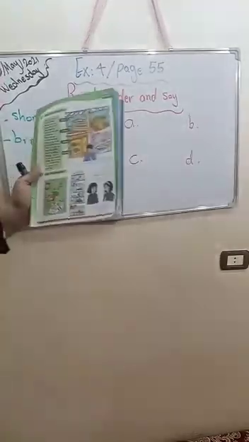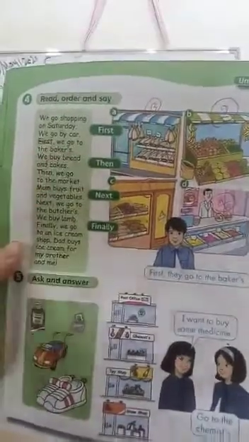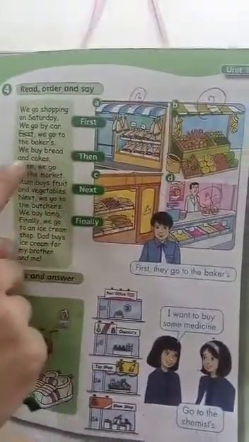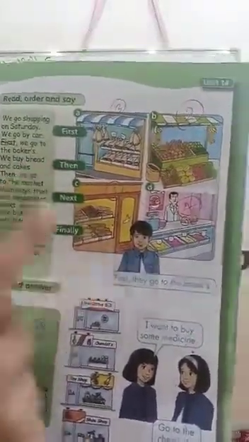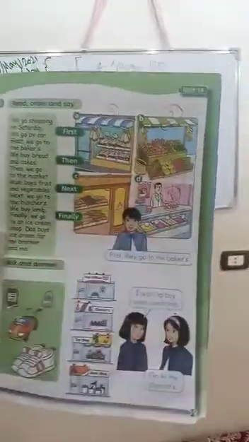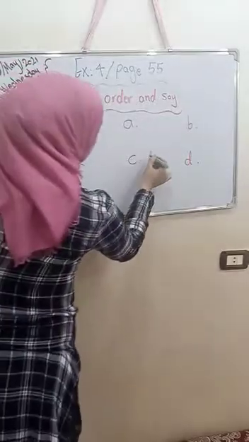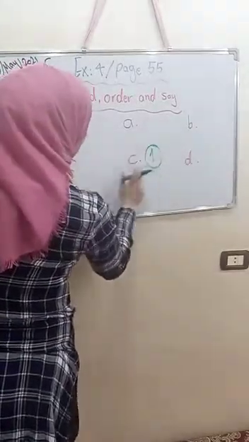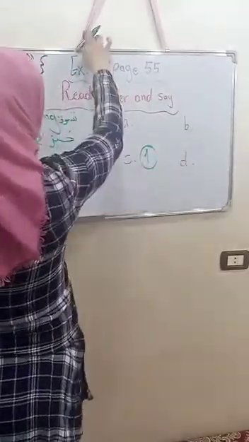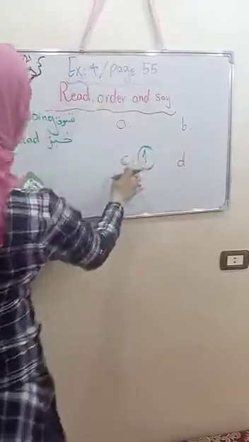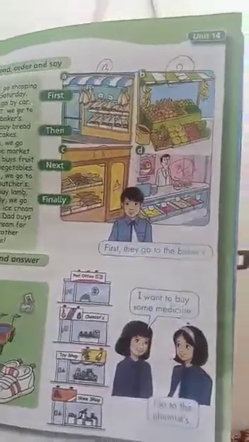So why do they go to the baker's? Why? لماذا? They go to the baker's to buy bread and cakes. And which picture is the baker's? Excellent, C. So right here number 1. The first step, they go to the baker's to buy bread and cakes.